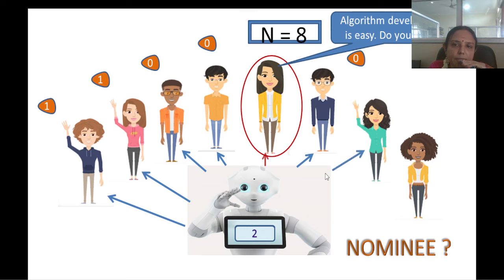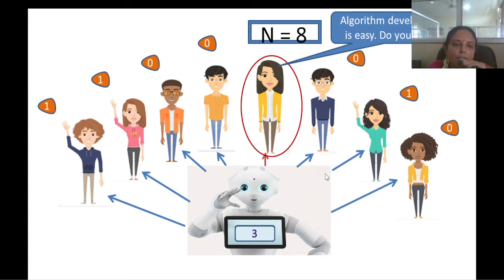Then this person is raising, so the signal is 1. Increment the count. And the last person is not raising. Now you check what the count is, and whether this count is greater than n by 2. We will get the answer as no. So the final declaration will be argument fails.